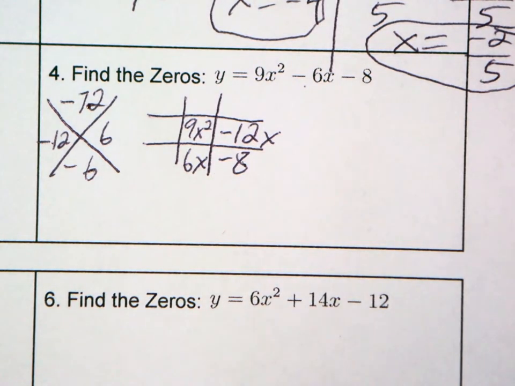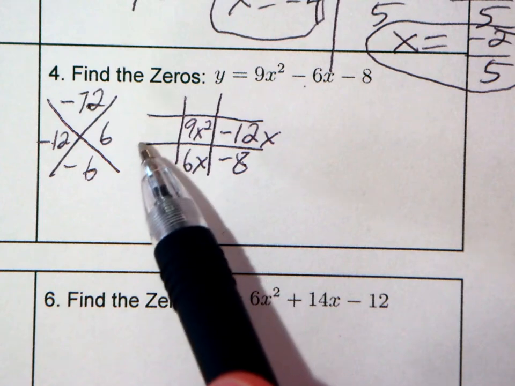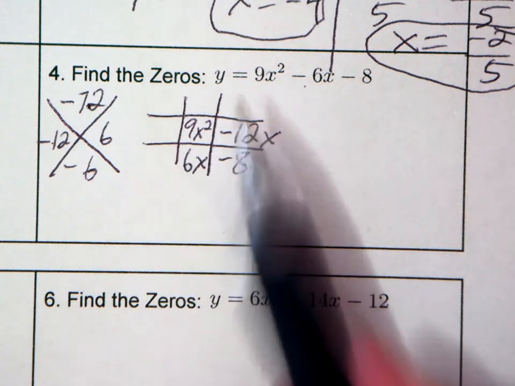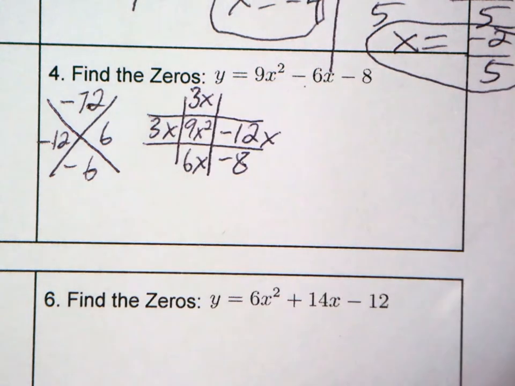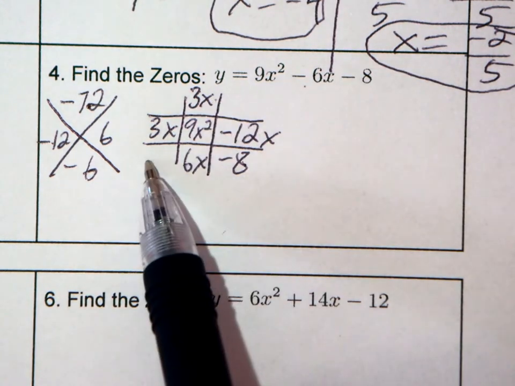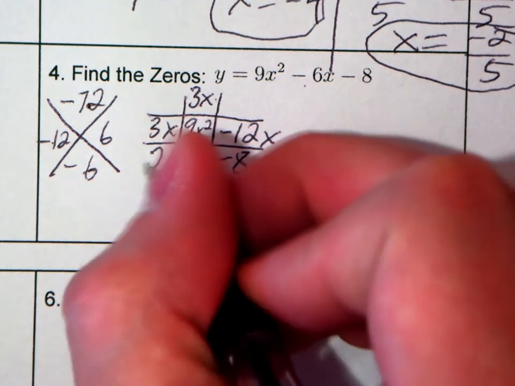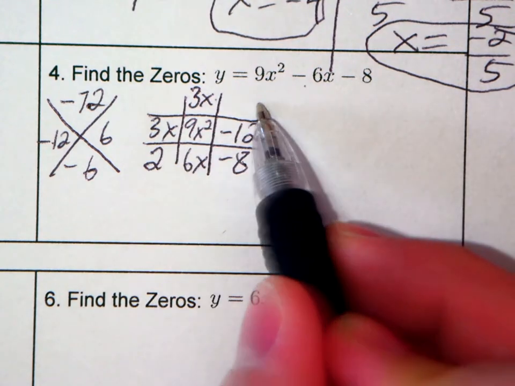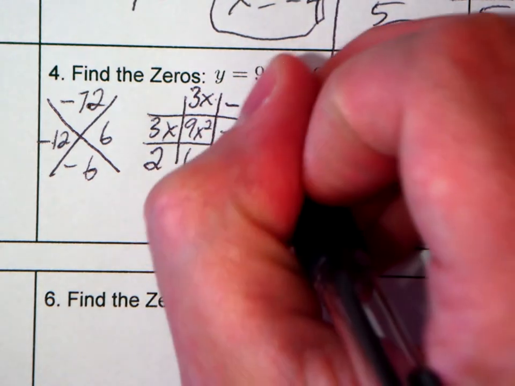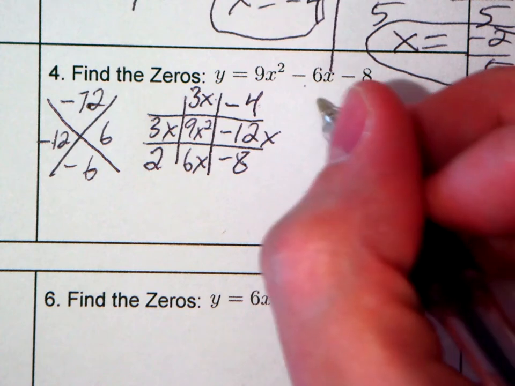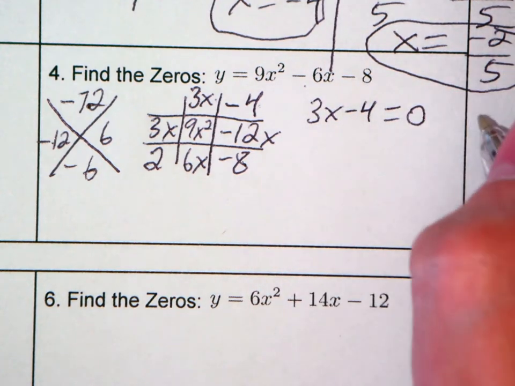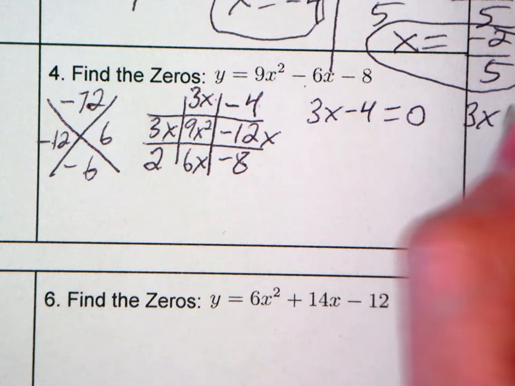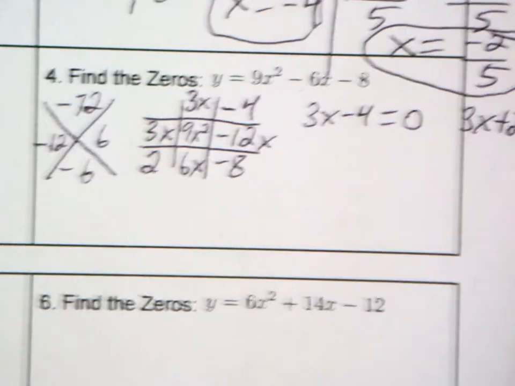Then I think of factors of 9. Well, 9 times 1 would not work, but 3 times 3 does, so I'll put 3x and 3x. 3x times what gives me 6x? That's a 2. 3x times what gives me negative 12x? That's a minus 4. So I'm going to take 3x minus 4 and set it equal to 0. Then I'll take 3x plus 2 and set it equal to 0.